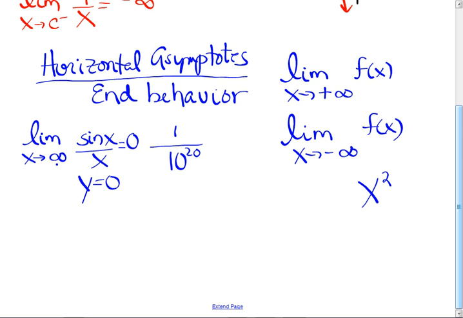So be careful when you read your limits that you read what x is getting close to, because even I've made that mistake. It's easy to make. Very easy to make.